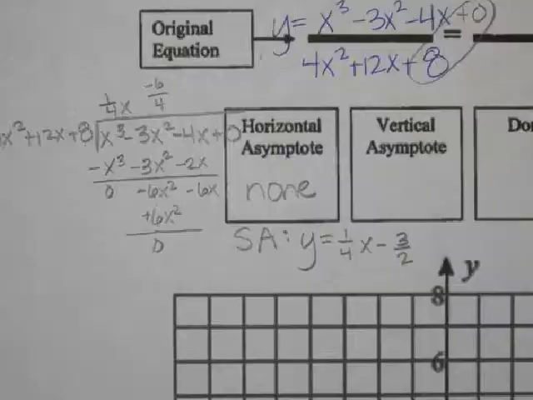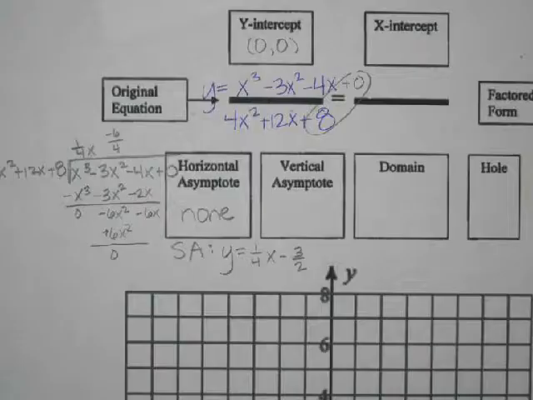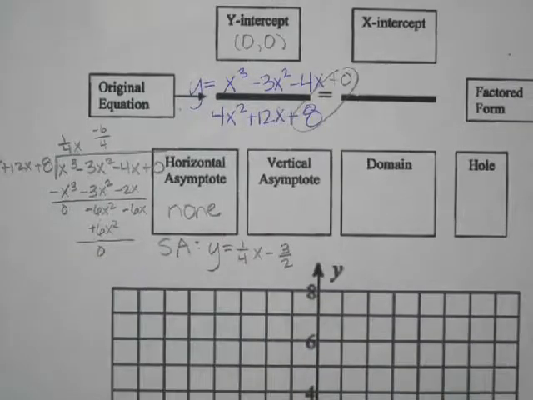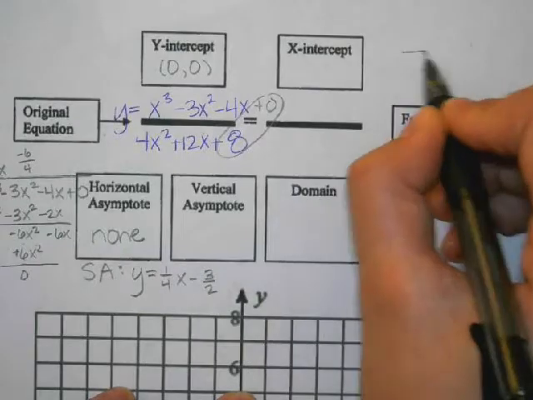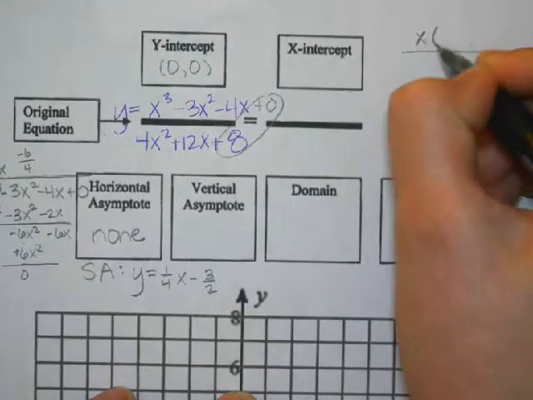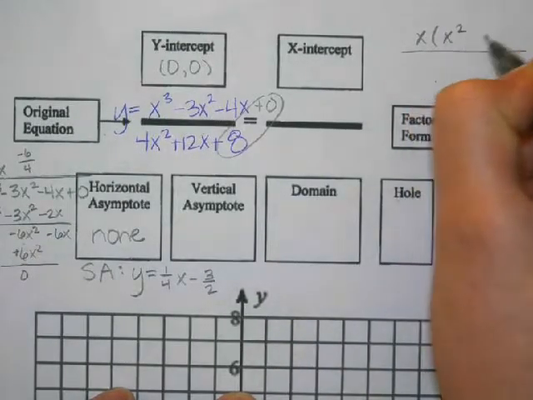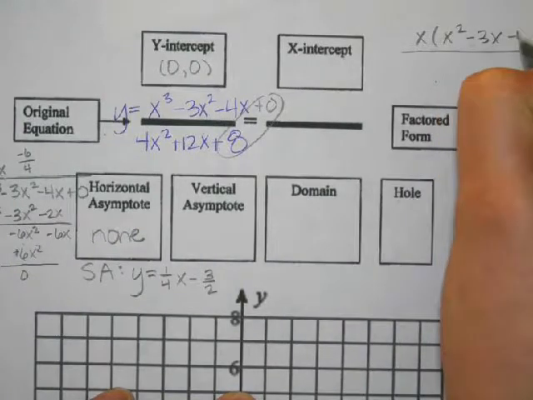Okay, so we are comfortable finding the slant asymptote even when it's all fractions. Are we okay with that? Okay. All right, what do I do next? Factor. So the top has a GCF of x. So that leaves us with x squared minus 3x minus 4.